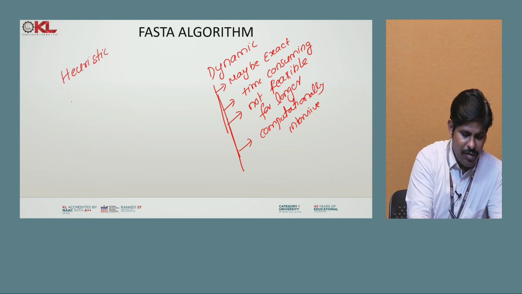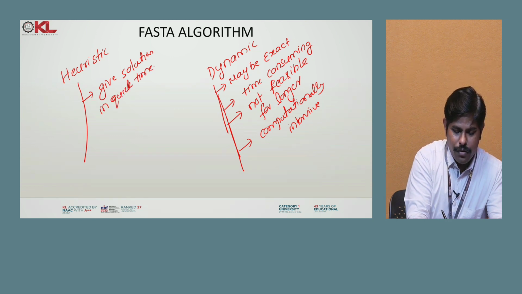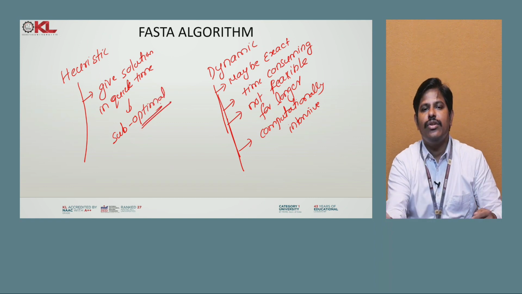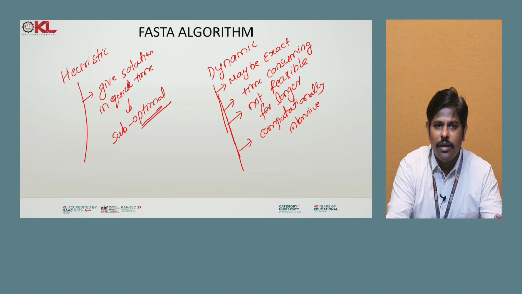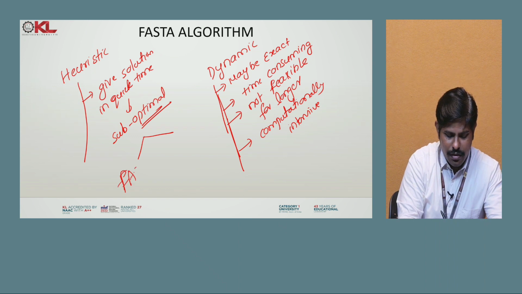heuristic. The meaning of heuristic is to give a solution in quick time. The answer may not be optimal, that means it is quick, but the answer may be suboptimal. So it depends upon the user whether to choose that solution or not. But in most cases it is chosen, even though it is a suboptimal approach. Two heuristic algorithms are there, Fasta and BLAST.